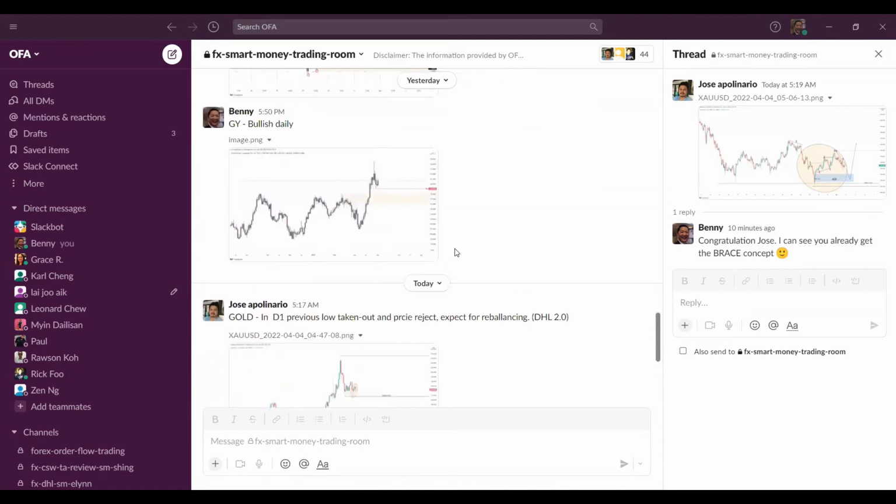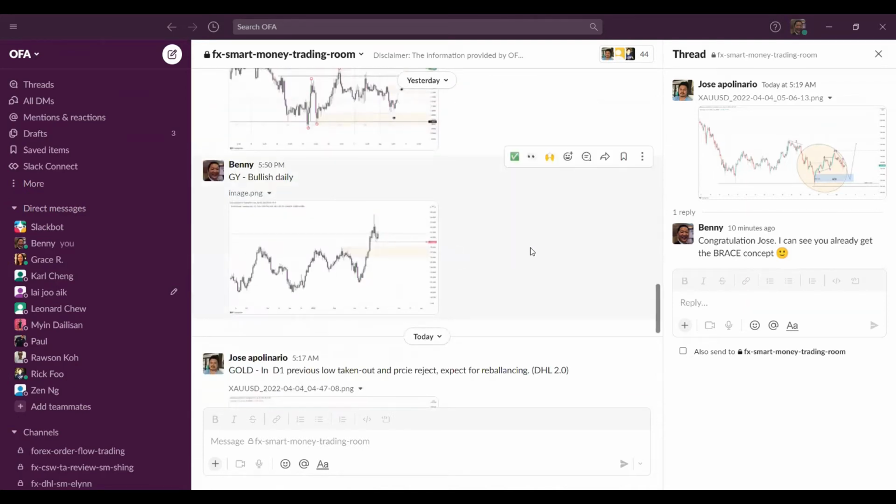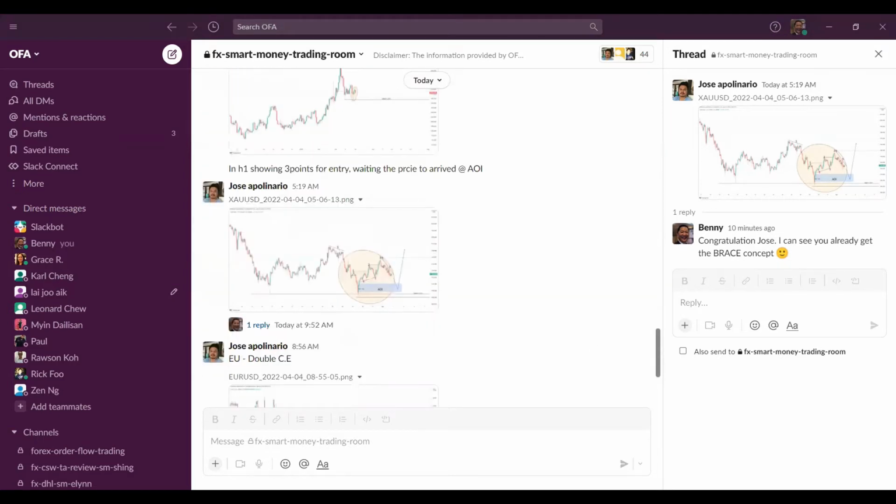Right. So all these pairs that we already posted in the trading room, I will not talk about them. I will just share my thoughts on two more pairs, which are not shared in the trading room. For the rest of the pairs, you can actually refer to the trading room.